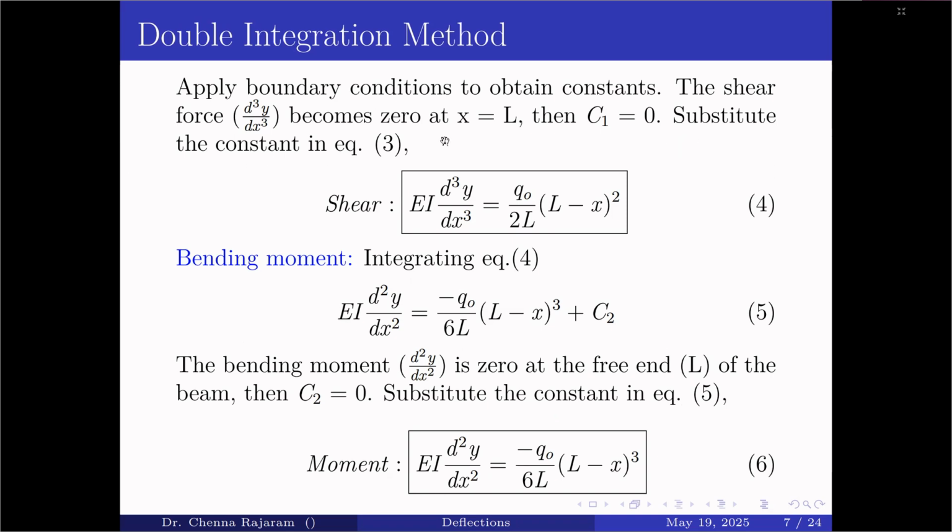And substitute the constant. If C1 is equal to 0, then the shear force EI into d cube y divided by dx cube is equal to q naught divided by 2L into L minus x whole square. So this is the shear force for a cantilever beam subjected to uniformly varying load at any point x. Now let us discuss the bending moment. For obtaining the bending moment, you take one more integration, that is EI into d square y by dx square.